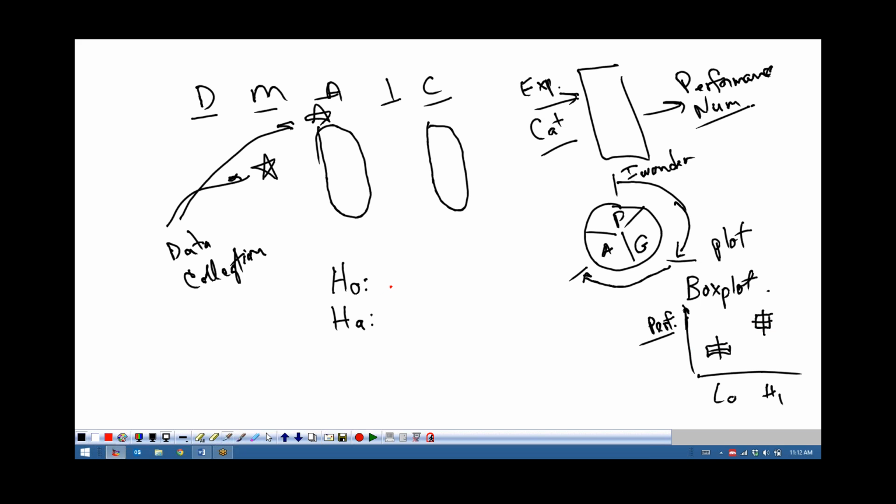I'm sorry, I had a chip in my mouth. I'm trying to remember the symbols here. So is it mu?